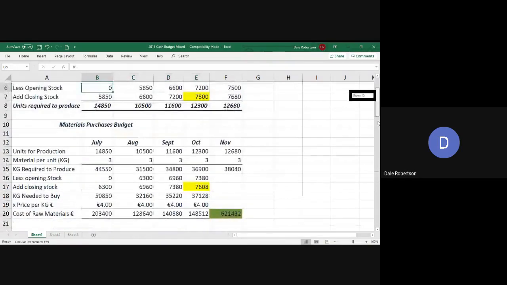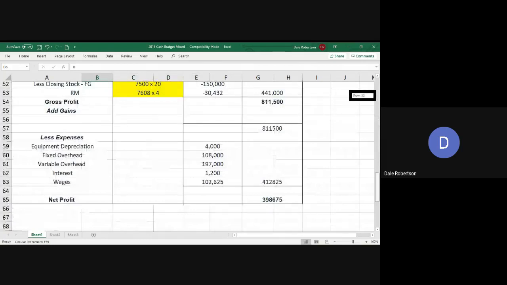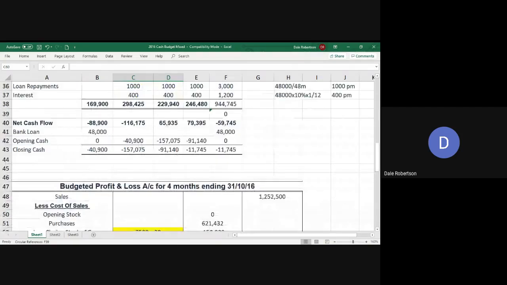All right. Now, then we have no gains in this question, but we do have some expenses. The depreciation, well, we know that the depreciation was 1,000 per month, and of course, we're doing this for 4 months, so therefore that's how you get that. The fixed overheads, well, I'm just going to bring you back up here slightly to get the fixed overheads.